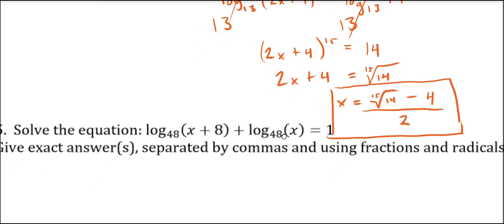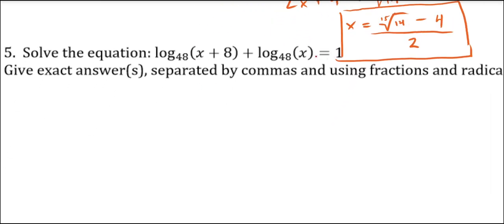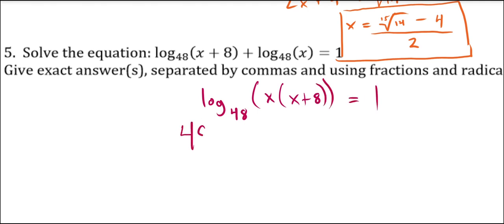Okay, moving on. The first thing we want to do here is combine our like-based logarithms by multiplying. This could be rewritten as log base 48 of x times x plus 8, and that's going to be equal to 1. We now raise 48 to the power of both sides to cancel this. 48 to the 1 is just 48. And we have that equal to distributing x squared plus 8x.